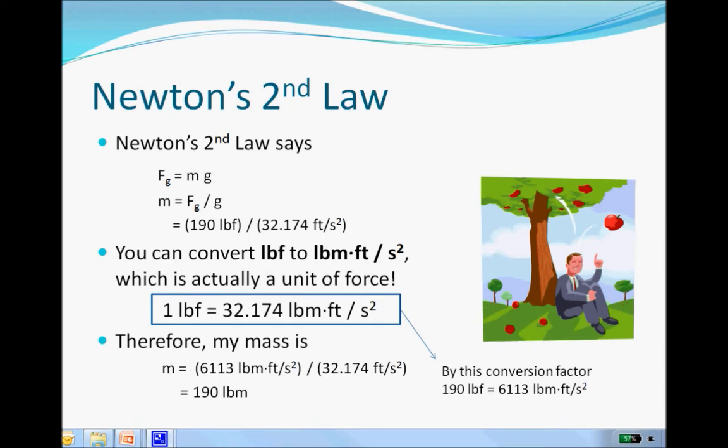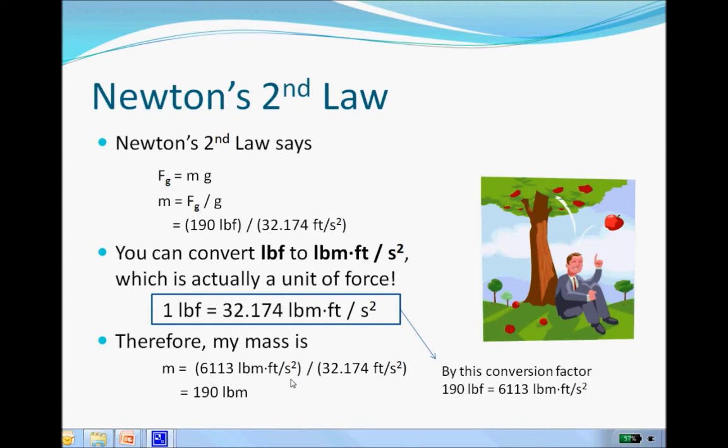So first, you have to convert pounds force to pounds mass times feet per second squared. And pounds mass times feet per second squared is actually another measure of force that is more useful because it comes from a mass times an acceleration as per Newton's second law. So it's more like Newtons or poundals. So you need to use this unit conversion here to change pounds force to pounds mass times feet per second squared. And to do that, multiply 190 by 32.174. That gives 6,113 pounds mass feet per second squared.